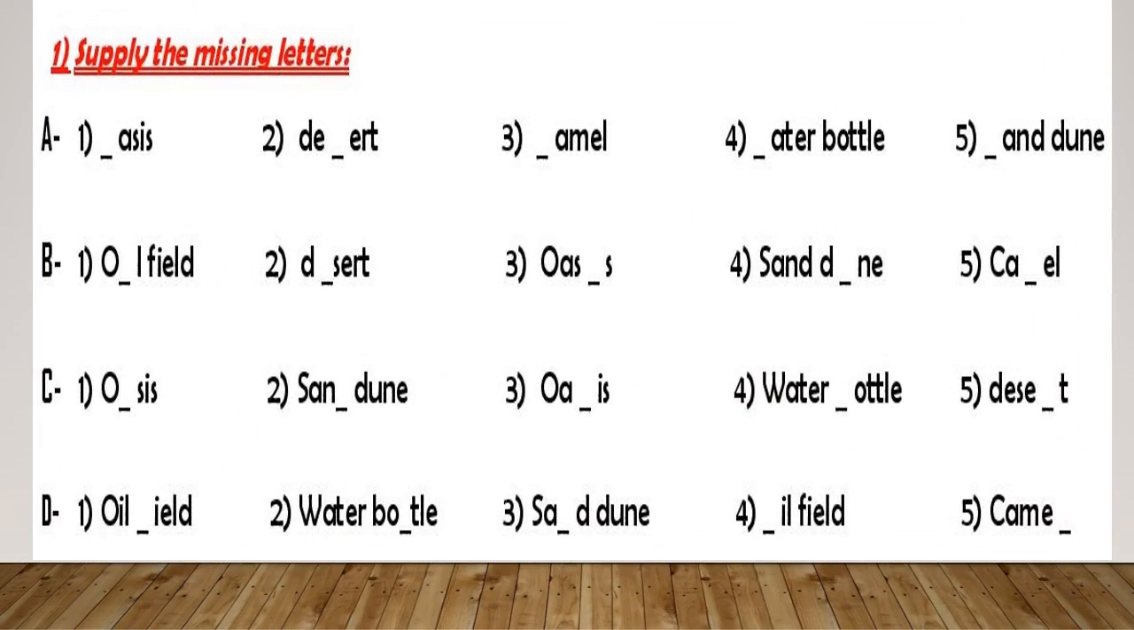Question number 1. Supply the missing letters. In Unit 12, we have taken some words such as desert, camel, water bottle, sand dune, oil field. I hope every student will revise the words well, to be able after that to answer and complete the missing parts. So, the answer is... okay. Next.